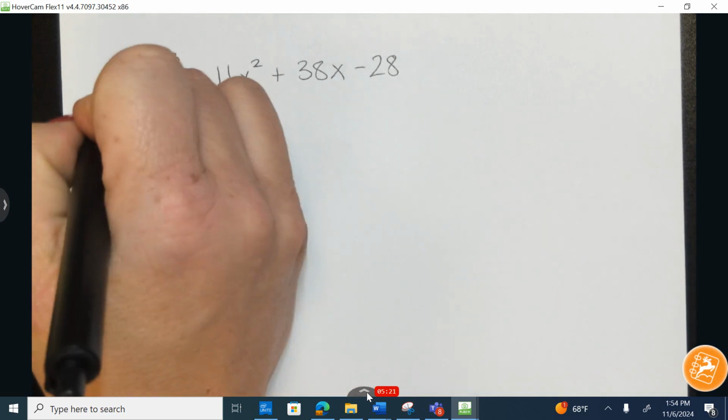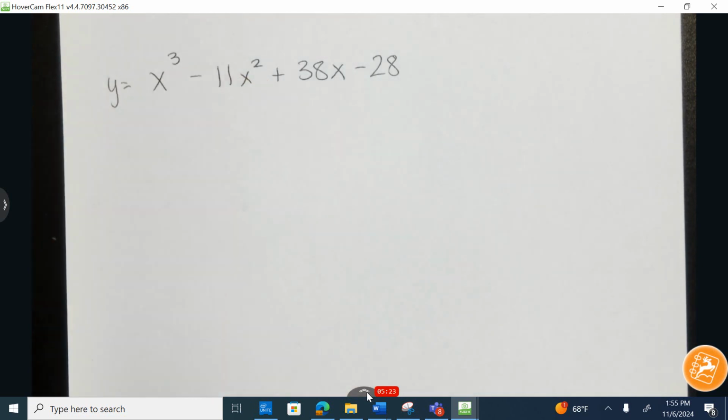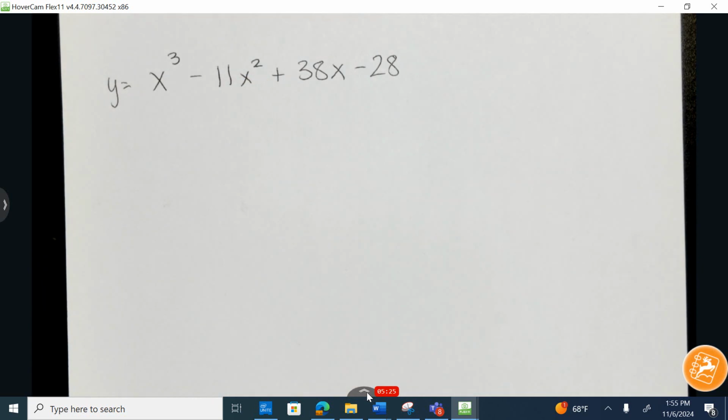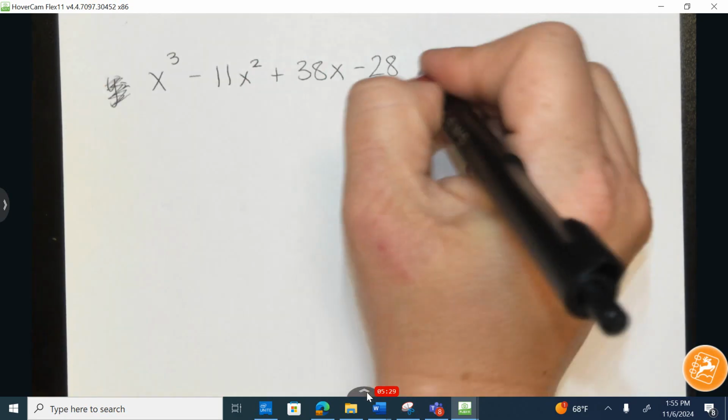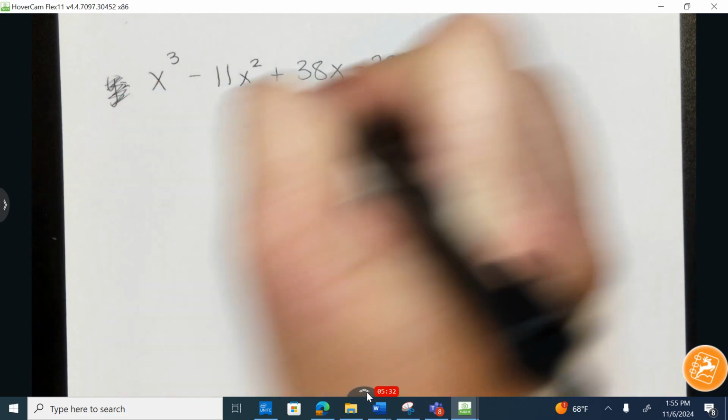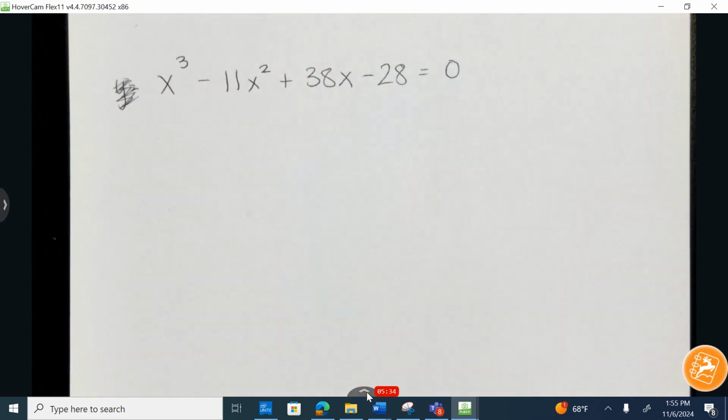Let's look at example number 2. If we're provided this polynomial equation and we're asked to find the solutions, we're going to take the equation and replace y with 0. I'm just going to put it in back here. I have a little more space.